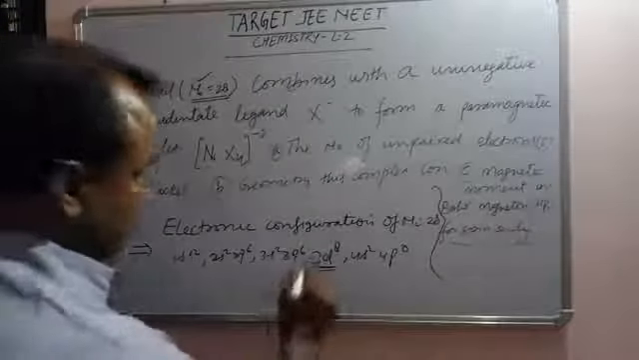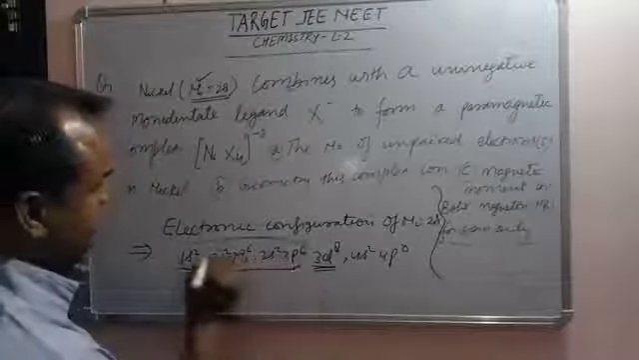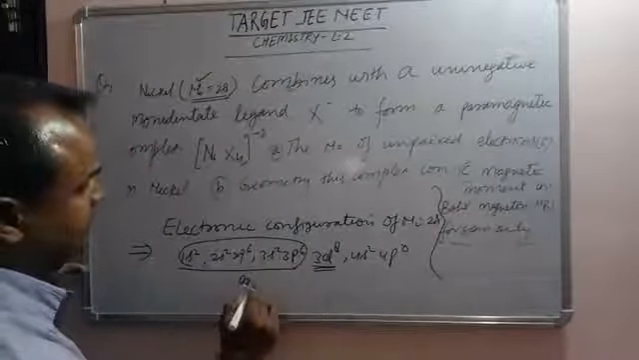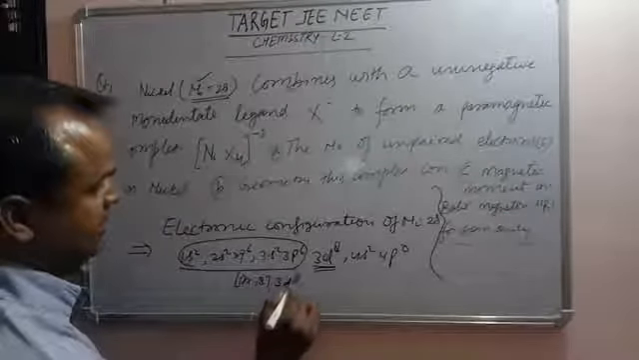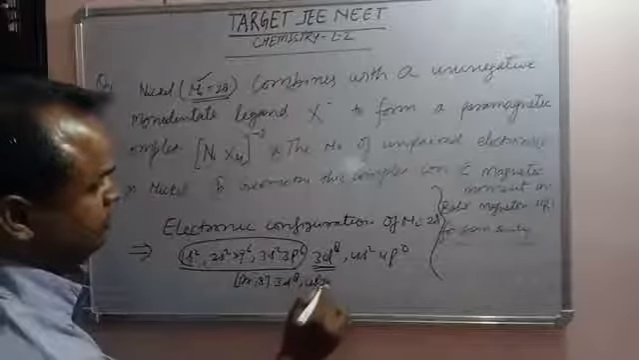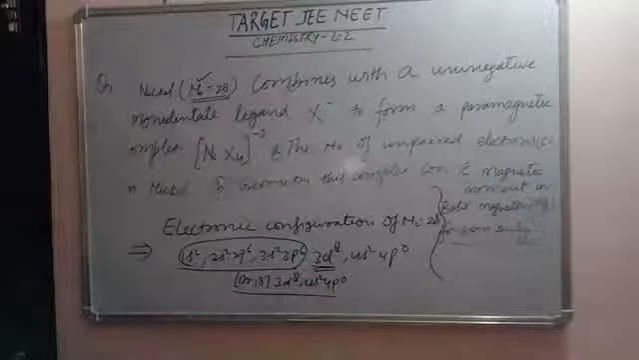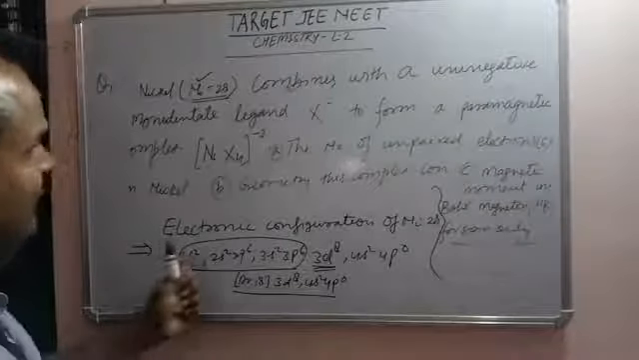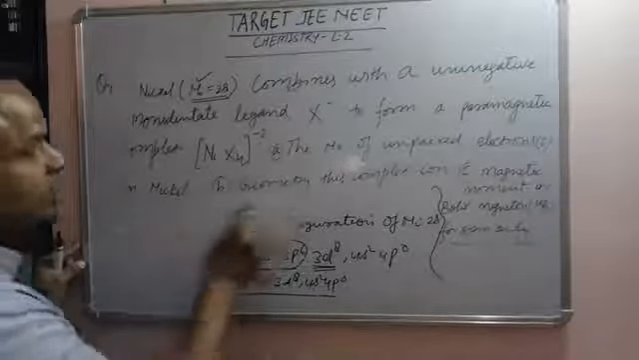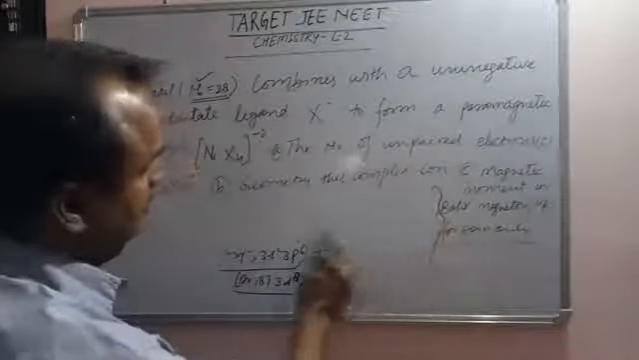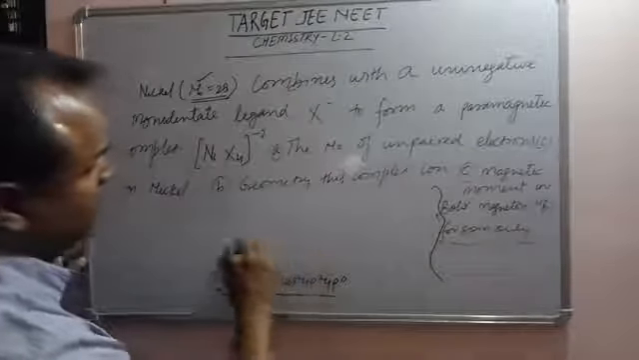That's why this is called transition element. Okay. So now we can write in terms of inert gases. This is Ar, 3d8, 4s2, 4p0, like this. Now once we write down the electronic configuration, we go to its orbitals so that we can find out how many unpaired electrons are there.